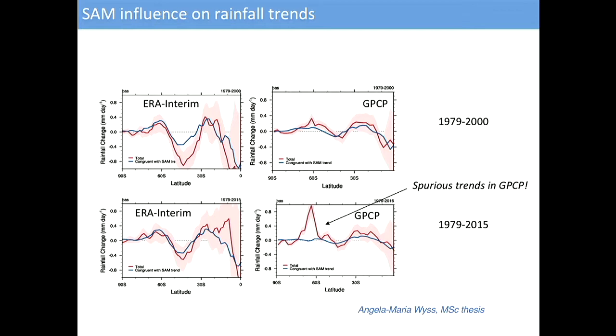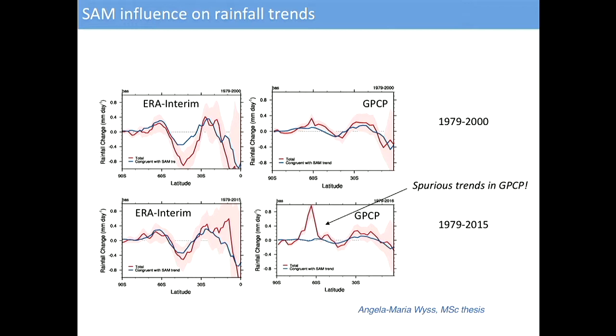And I just included this one mostly because I wanted to highlight there are these really spurious trends if you extend these trends. So this is 79 to 2000, this is 79 to 2016. If you extend these trends for a longer period, you get these really wacky rainfall trends over the Southern Ocean. So even this observationally based data set, we don't necessarily trust over the Southern Ocean.